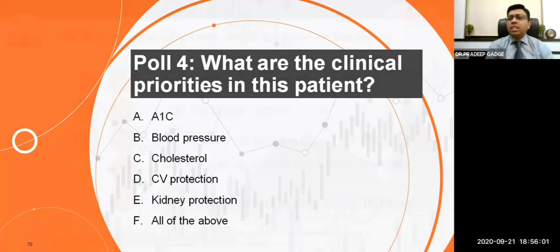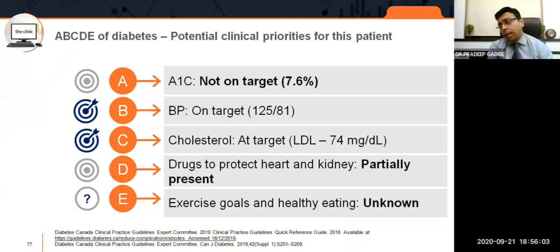Is HbA1c not on target? BP luckily is on target. Cholesterol, okay, fine. Should be still better, less than 70 I would say, but fine. Drugs to protect the heart and kidney.